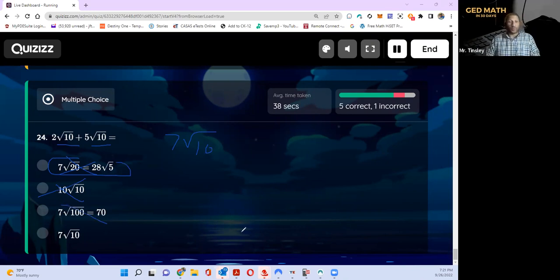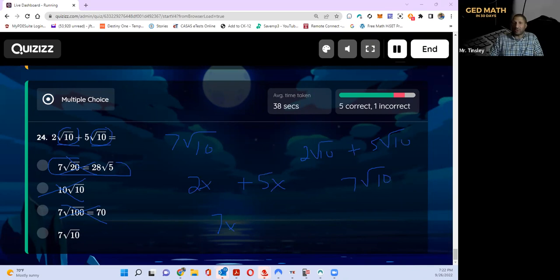That's wrong. What you want to do is remember like terms. They're like terms because this is square root of 10. It's almost like that's a variable. That's like you saying 2x plus 5x, which is just 7x. Same thing here. 2 square root of 10 plus 5 square root of 10 is 7 square root of 10.